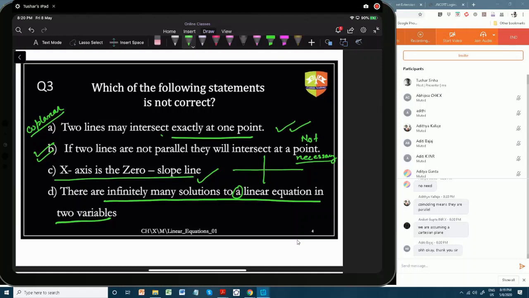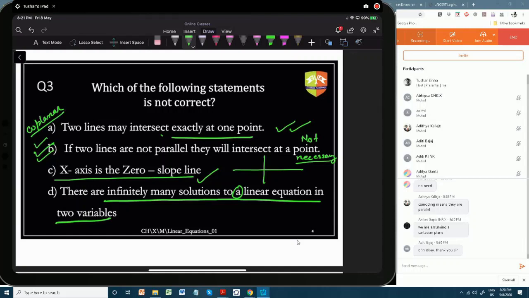So, two lines, if they are not parallel, need not intersect. When is that possible? When they are in two different planes. So imagine a line on the roof of your room and one line on the floor of the room. Even if they are not parallel, they will never intersect. So hence, B is the option.